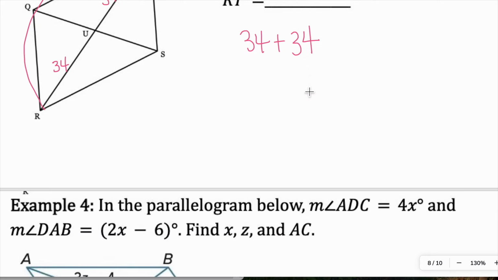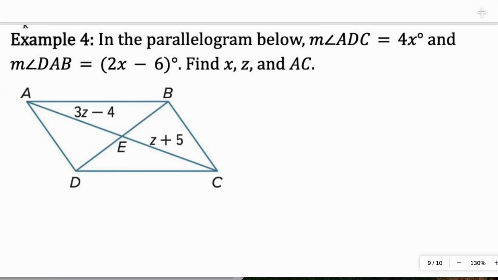Okay? In example 4, go ahead and try this one on your own. We're going to pause it here. In this parallelogram below, the measure of ADC is equal to 4x, and DAB is equal to 2x minus 6. Find x, z, and AC.